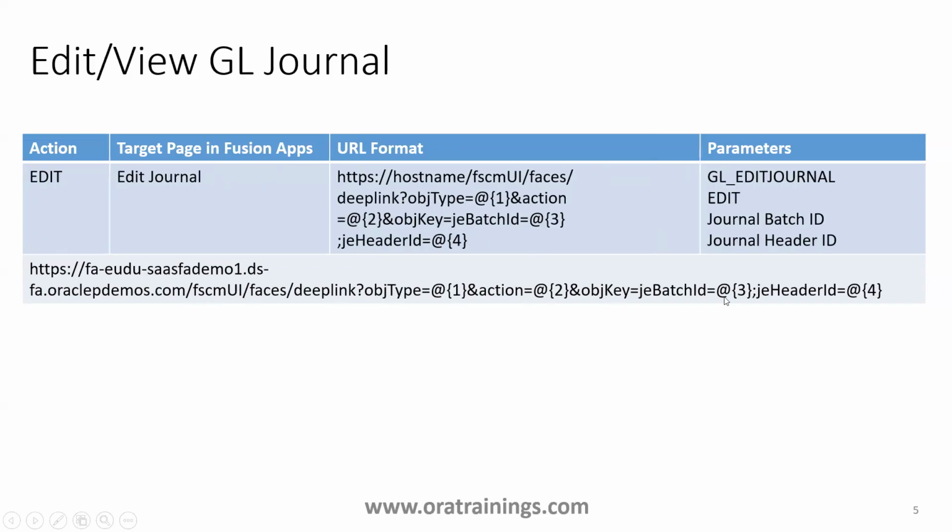You can see the GL journal also has a similar one, and here we have a total of four parameters. Earlier we had three parameters for the AP invoice, but here we have four. You can observe that the first part is similar: Fusion apps URL followed by FSCM UI faces deep link. The next one, object type, is GL underscore edit journal, action is equal to edit mode, and object key is equal to JE batch ID, nothing but the journal batch ID. The other one is semicolon separated, and we have the journal header ID also. We need to pass a total of four parameters for the GL journal.